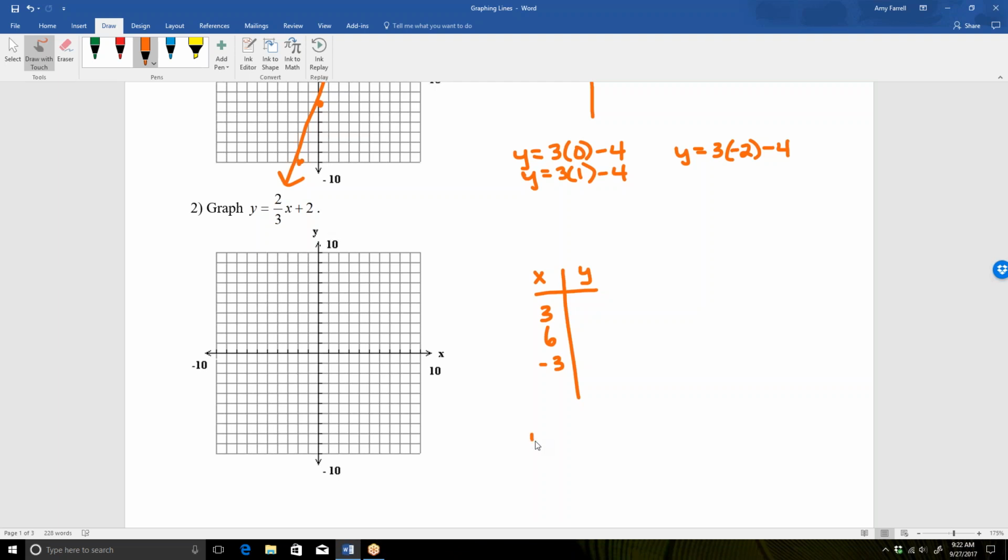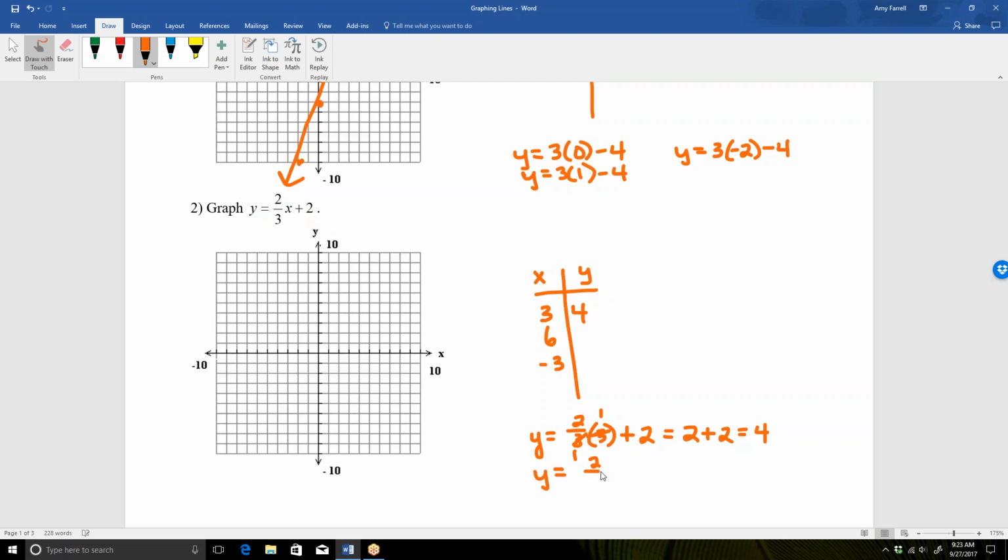So, okay, let's try positive 3. So 2/3 times 3 plus 2. 2/3 times 3 is 2, and 2 plus 2 is 4. So I got 4. What I did is, sorry, I cross-canceled those 3's there. That's where I got the 2 from. So that would be a 1. That would be a 1.